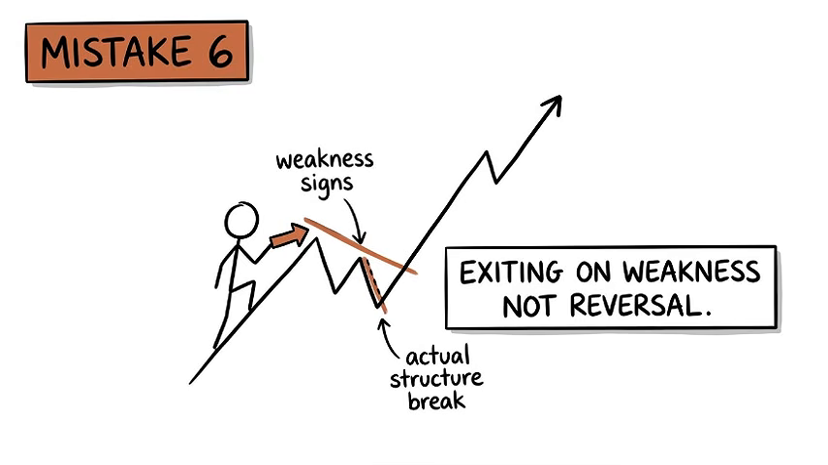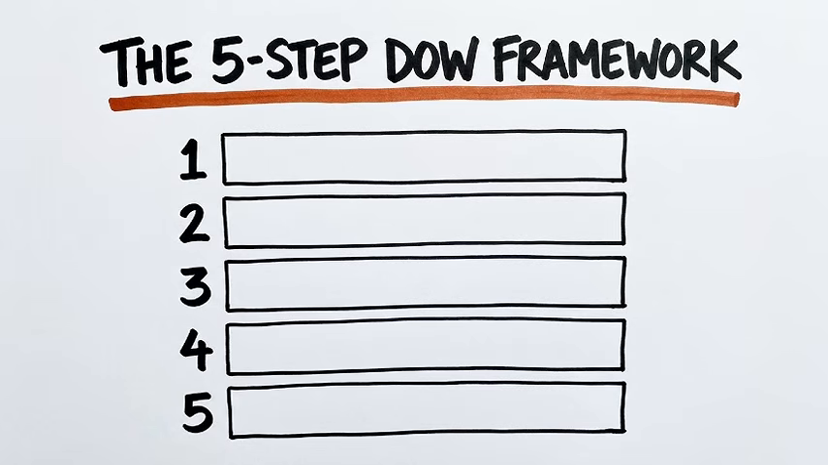Mistake number 6. Treating weakness as reversal and exiting or reversing before the actual break. Weakening trends still trend. Only trade the reversal when structure breaks with confirmation. The 5-step framework. Dow Theory applied as a complete trading system.